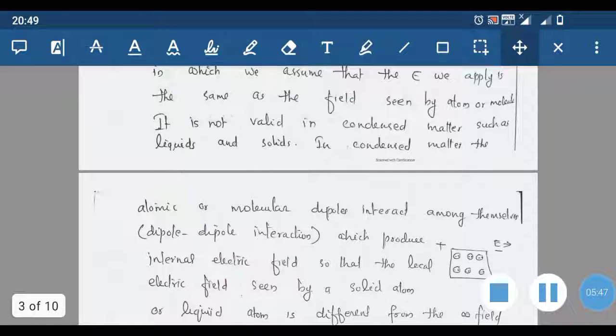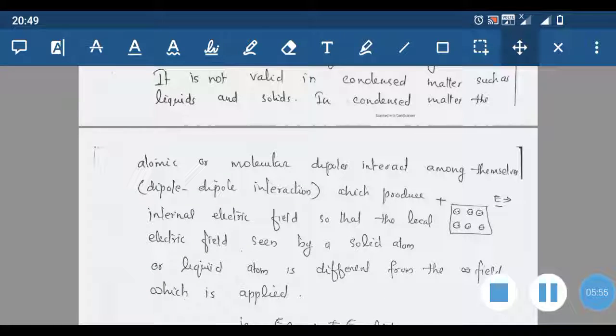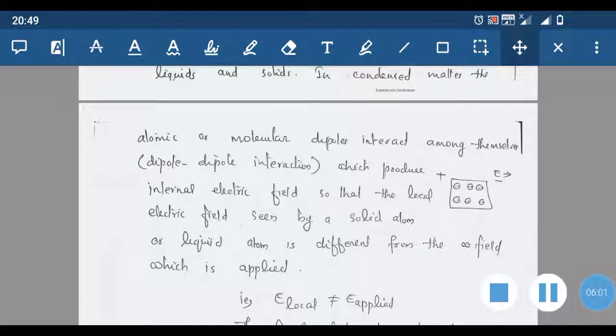That is, in condensed matter, the atomic or molecular dipoles interact among themselves, and that is called dipole-dipole interaction, which produces an internal electric field, so that the local electric field seen by a solid or liquid atom is different from the field which we have applied. So in the case of solids and liquids there will be dipole-dipole interaction, and because of this the local field experienced by the individual atom in the substance will be different from that which we have applied externally.